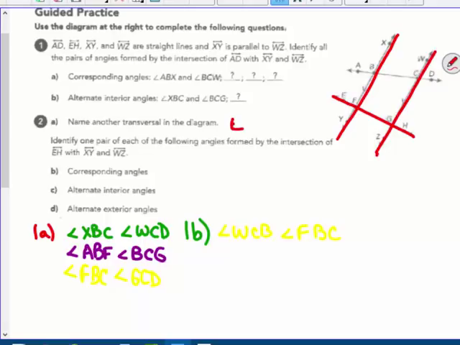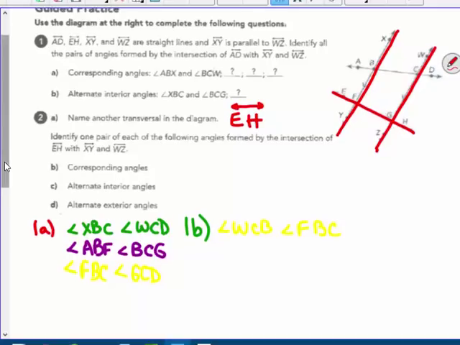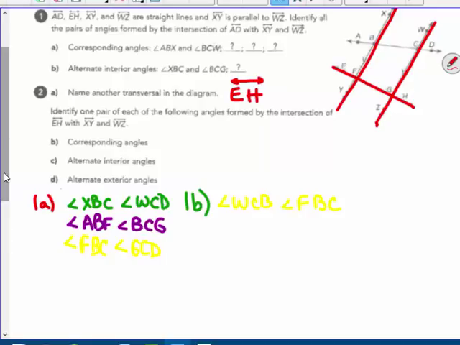So line EH, use the correct symbol here. It's an arrowed bar over the top of it. So line EH. Identify one pair of each of the following angles formed by the intersection of EH with XY and WZ. So the red ones that we're looking at here, the red lines.